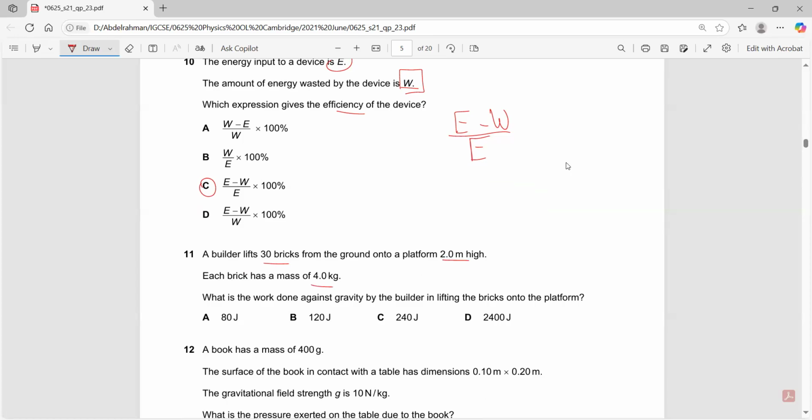Total work done would be force times distance moved. In this case, the force would be the total weight. So 4 times 9.8, although I know it should be 10 because this is an old test, times 30 bricks times the total distance, which is 2. This will give you a number slightly less than 2,400, but you can consider it to be 2,400 joules.